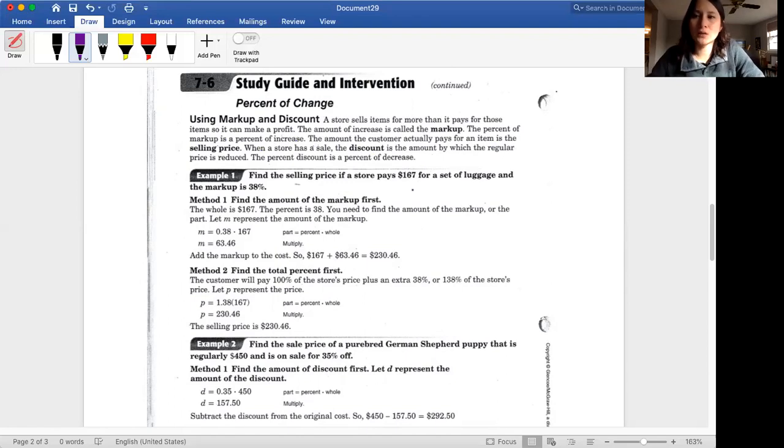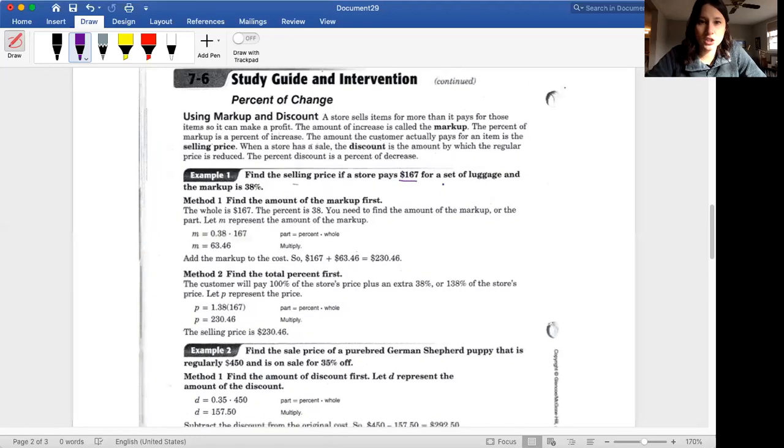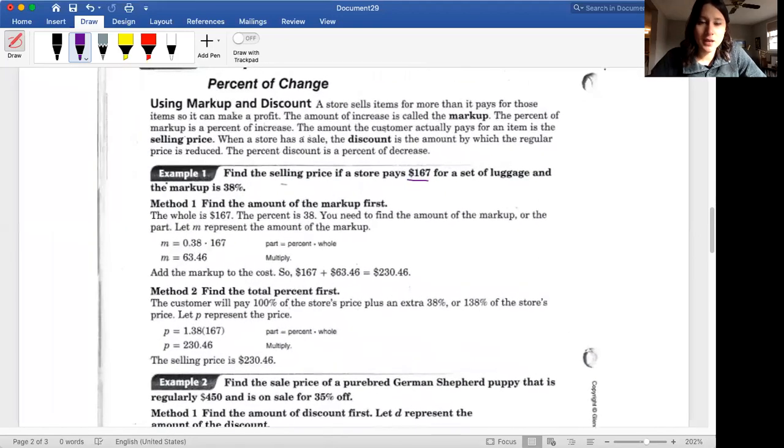So we're going to take a look at a few examples here where we're looking at markups, discounts, the original price, and that kind of thing. So example 1, find the selling price if a store pays $167 for a set of luggage and the markup is 38%. So let's make sense of what's being said. The store is buying a set of luggage for this much. Then when they sell it, they're going to sell it for 38% more of what it's worth.